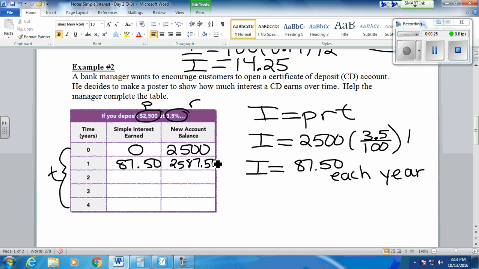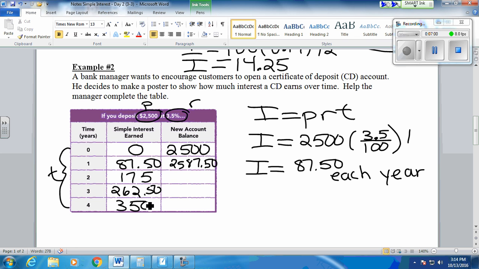So for 2 years, you're going to put in $175 because it's $87.50 times 2. If I add another $87.50 on, I get $262.50. If I add another, I'll get $350. So what the chart is just trying to show you is that you're not earning $350, $262, $175. You're not earning all of those separately. They're just saying that after 4 years, you would have earned an additional $350 in interest.